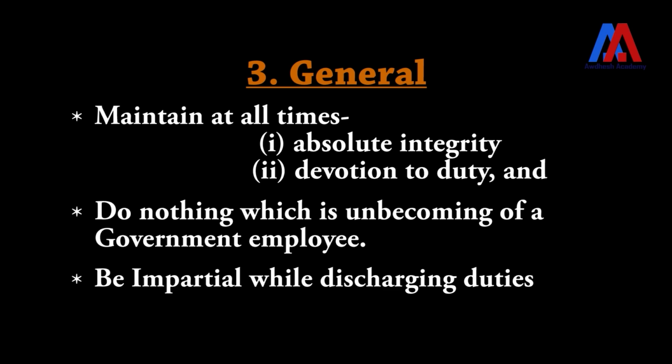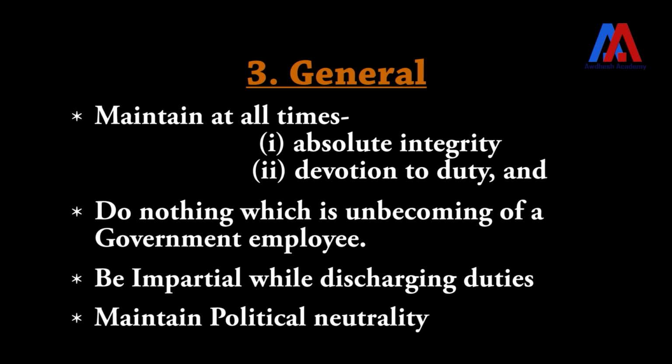You should be impartial while discharging duties. You have to maintain political neutrality. You see, government officers often try to align with a particular political party, which is a very bad thing because as per the conduct rule, you should maintain political neutrality. The politicians come to power for 5 years and they go, but the bureaucrats are there till they retire. And it is expected of the bureaucrats not to work as agents of the political masters, but to maintain neutrality and do the work according to the law.